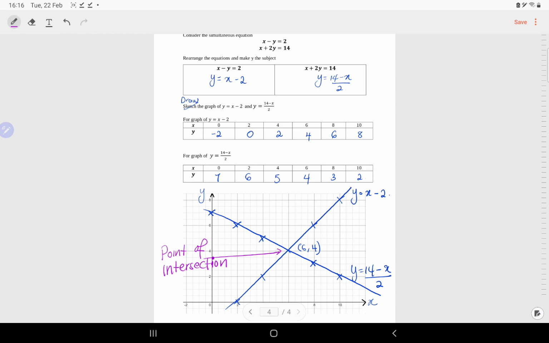That is all for this part, which is to interpret the result of simultaneous equations. Thank you very much, guys.